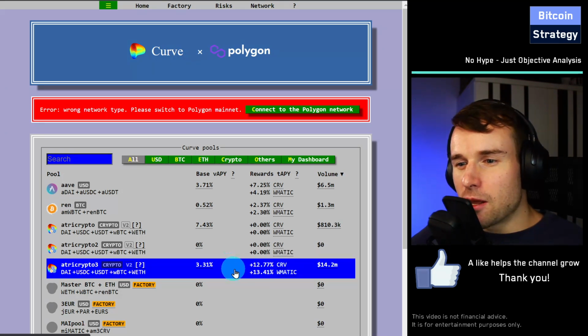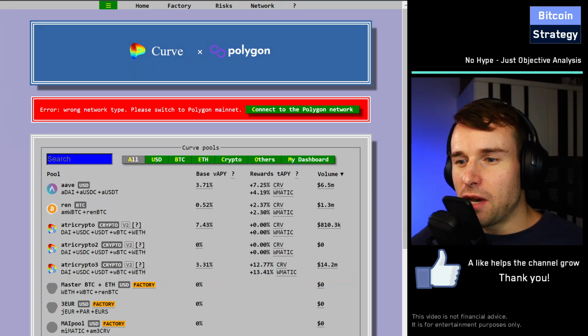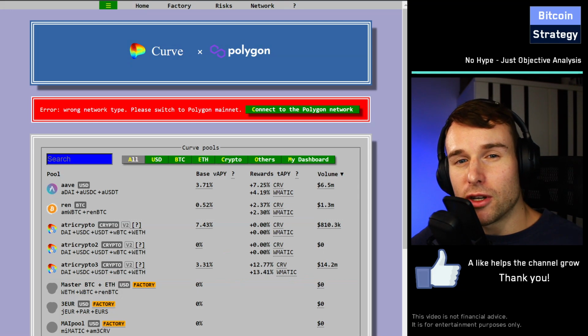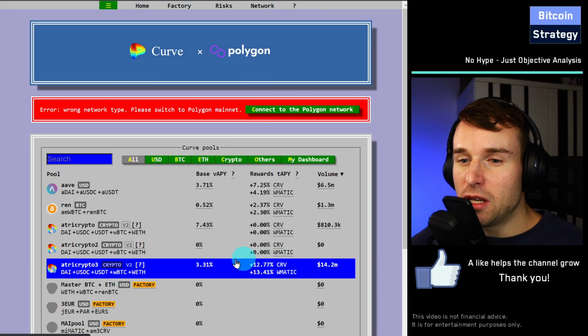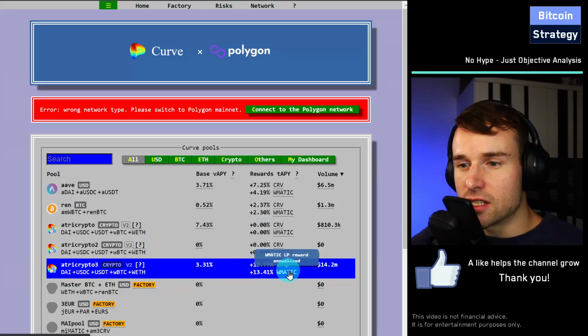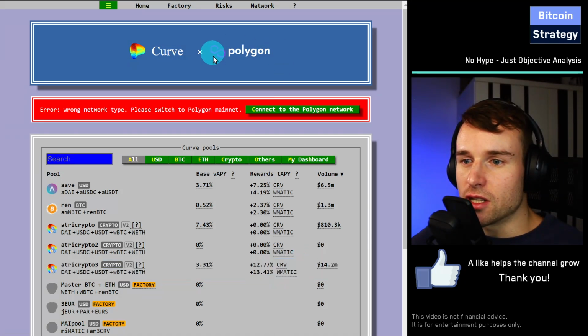Now, where does the Matic return come from? That's basically a subsidy from the Polygon network. The Polygon Matic project is giving out tokens for people using their platform. That's where this is coming from. The base return and the CRV return come directly from the decentralized exchange, right? They directly come from swapping. The 13.4%, not necessarily. This is unique to the Matic blockchain. You only get this by using Polygon.